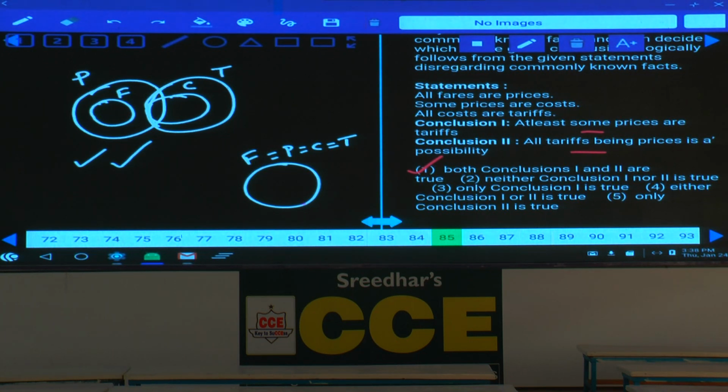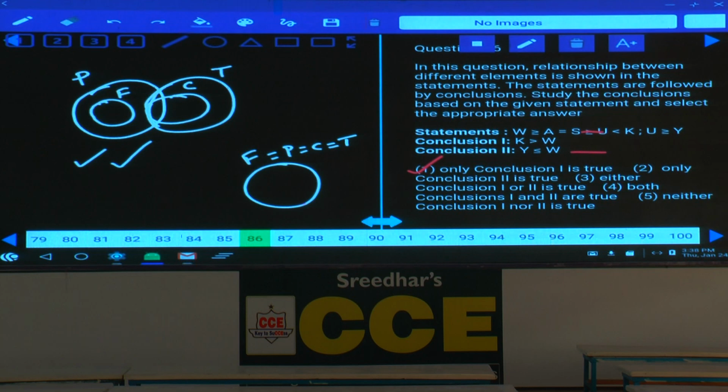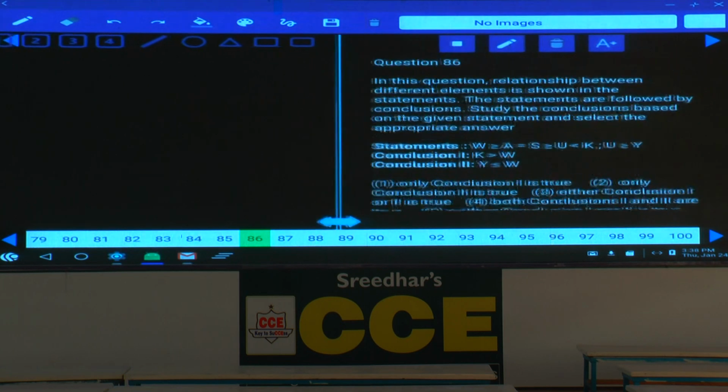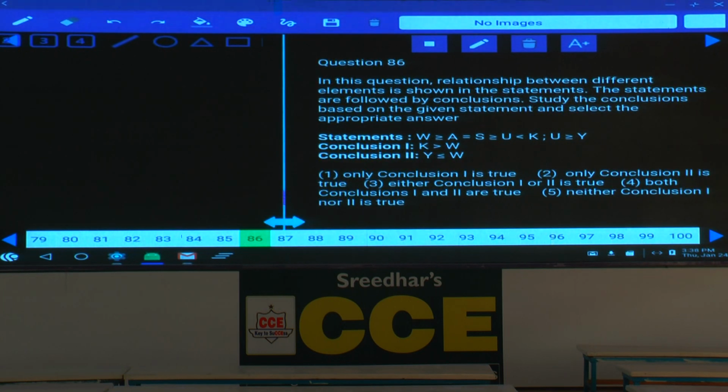Then 86 to 90. Now question numbers 86 to 90. These questions are based on coded inequalities. Now the first one, the relation between K and W. W is here, K is here. If you observe here between W and K, there are two opposite symbols, greater than and lesser than. Two opposite symbols cannot be drawn. Hence first conclusion is false.